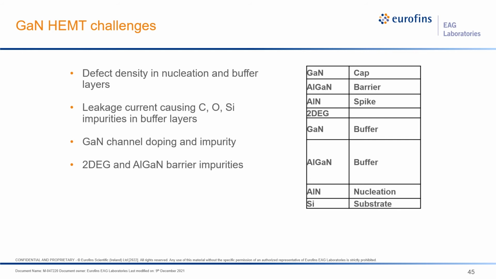And just like the pHEMT structures, GaN HEMTs also have a very thin layer at the very top that requires a low detection limit impurity measurement or a dopant measurement in very, very thin layers. So we'll show you examples of that.